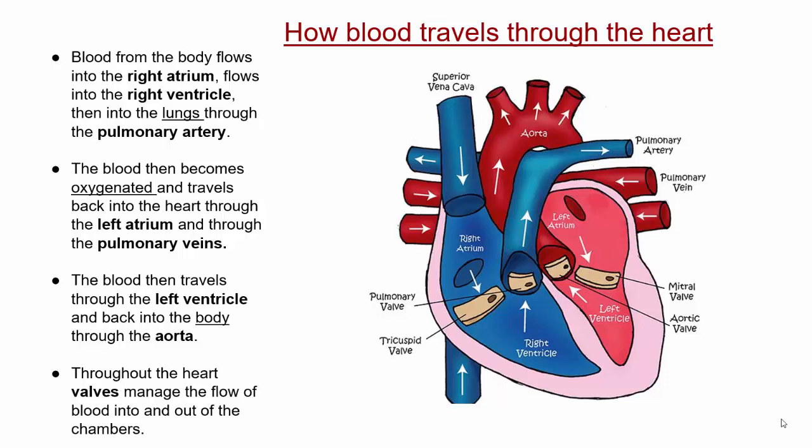Then blood becomes oxygenated and travels back into the heart, through the left atrium and through the pulmonary veins. The blood then travels through the left ventricle and back into the body through the aorta. Throughout the heart, valves manage the flow of blood into and out of the chambers. So I literally just spoke the exact words that are on the slide. So this makes that redundant.